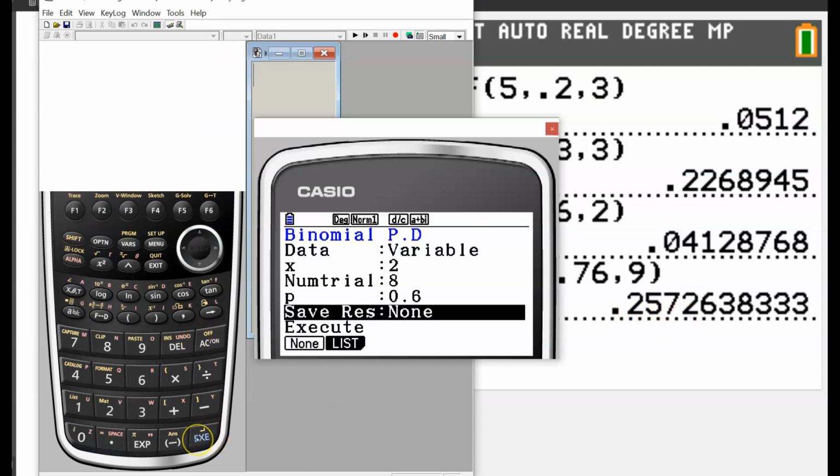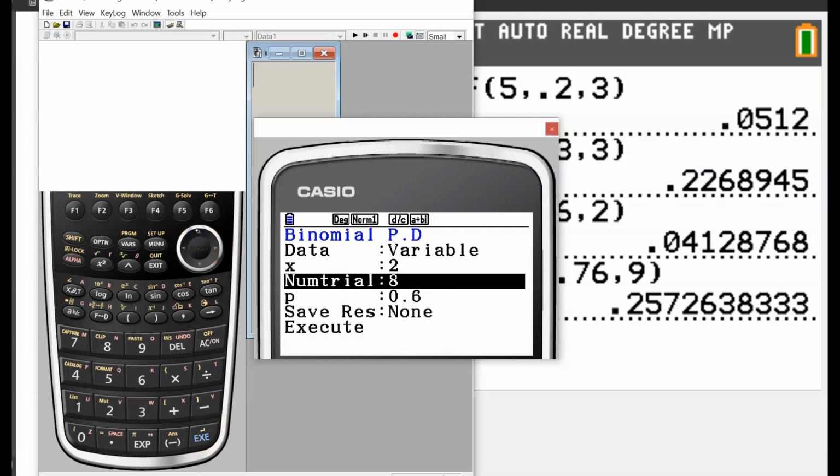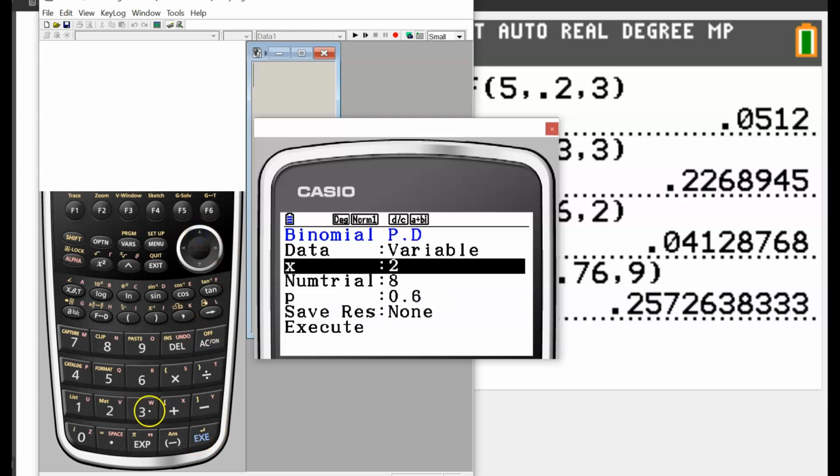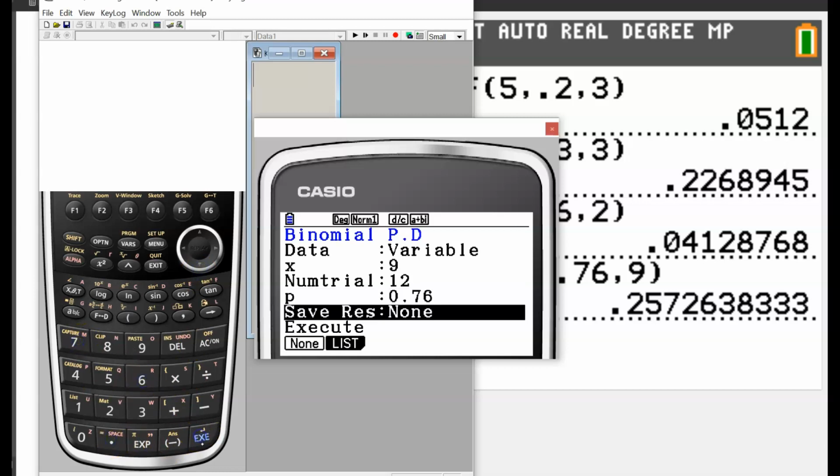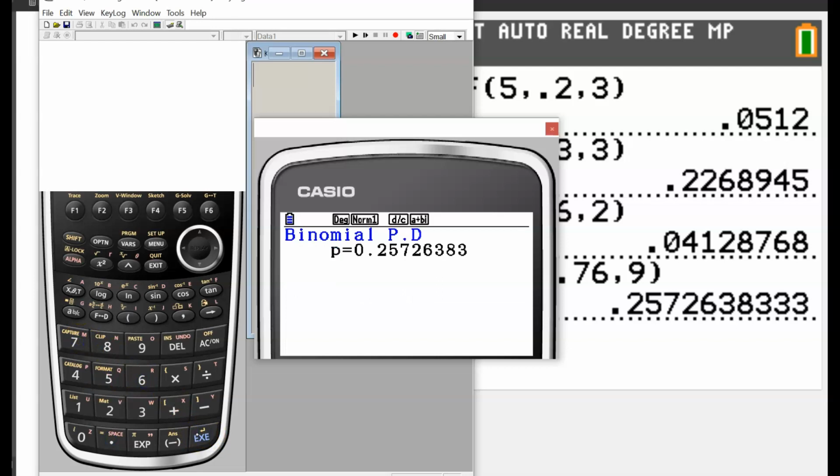So on the Casio, you could hit execute again if you were there, and I'm just going to move up. X was 9. I wanted 9 successes. N was 12. We did 12 trials, and the probability of success was 0.76. And hit execute a couple times. You can see on the screen that the Casio and the TI gave you the same answer. So the probability that there were 9 successful calls is 0.2573.